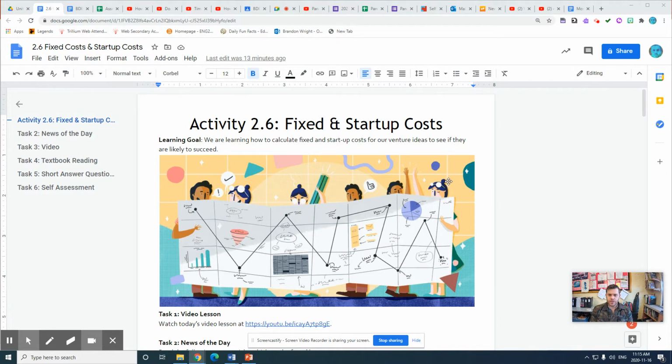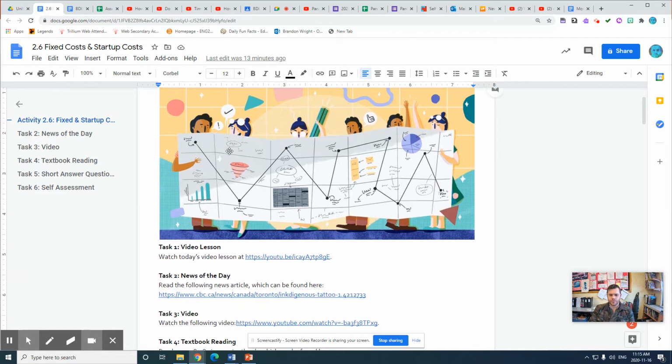Today, we're going to be looking at a concept about fixed and startup costs. So if you never heard about them before, that's fine. That's what we're here to learn about today. In fact, we're going to learn how to calculate fixed and startup costs for our venture ideas to see if they are likely to succeed.